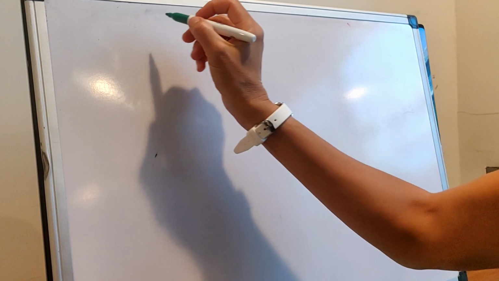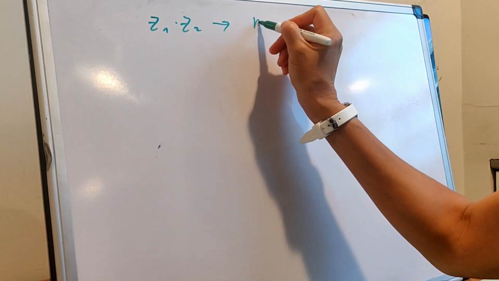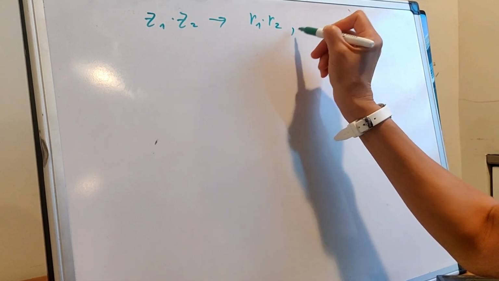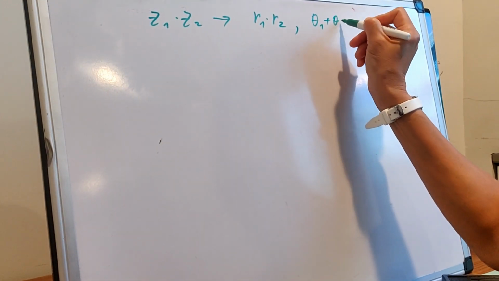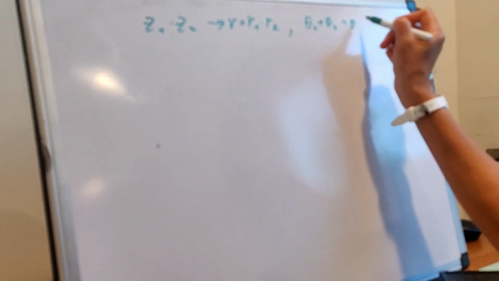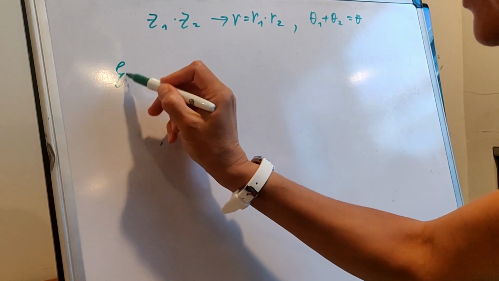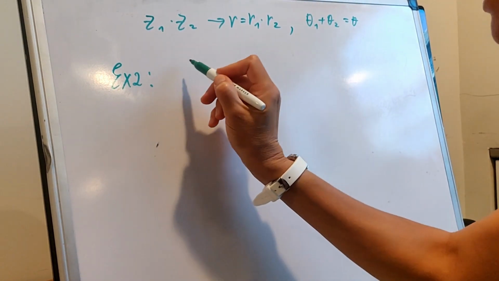So I'm going to say it one more time. To multiply z1 by z2, we'll need to multiply r1 by r2 and add theta 1 plus theta 2. That's going to be the new r and that's going to be the new theta. Well, let me see how it's going to work on an example. Let's call it example 2.